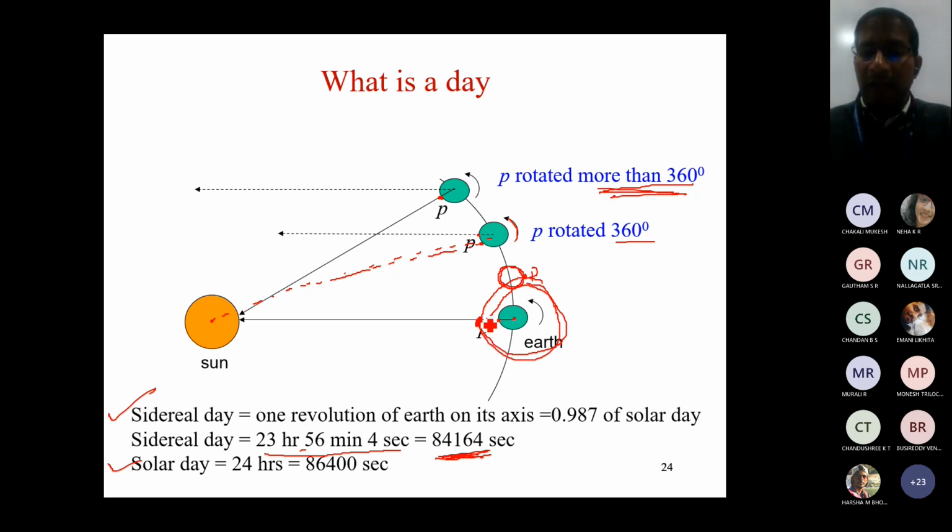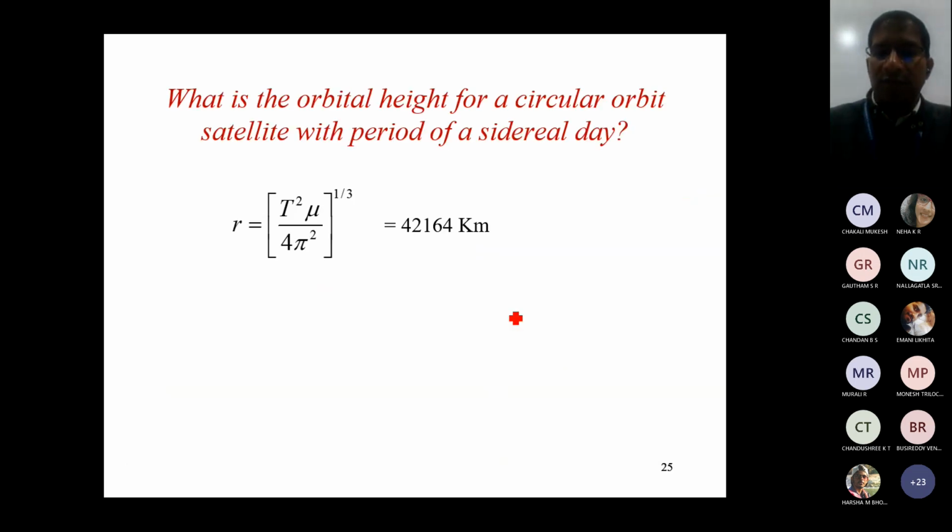So what do you mean by orbital height? It is the distance between the orbit and the center of the Earth. So this is called the orbital height. That means the question in the next slide is, if the satellite takes this much time to make a 360-degree rotation around the Earth, then what is the location of those satellites? That means at what altitude is the satellite located? That is the question.